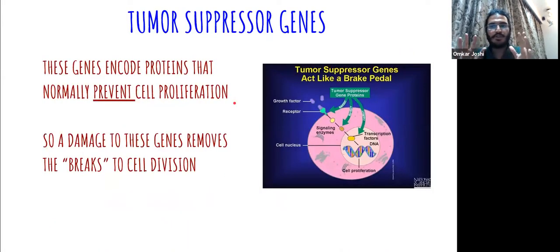Now, as I told you, tumor suppressor genes do the exact opposite function of tumor promoting genes, which means these genes encode proteins that normally prevent cells from proliferating. They inhibit cell division. They will tell the cell, okay, stop dividing, right? And so damage to a tumor suppressor gene basically means you no longer have a brake to cell division. Brake in the sense, the car accelerator brake analogy is what I'm talking about here.